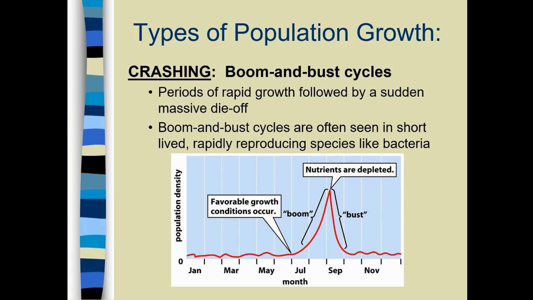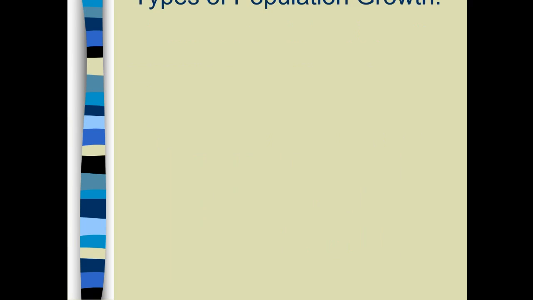Some organisms periodically go through cycles where they have really rapid exponential growth and then a crash. We see this often in rapidly reproducing species like bacteria and insects, where all of a sudden they explode like crazy, then they run out of food, and we call this a bust, where their population goes down in size and remains small again for a while.